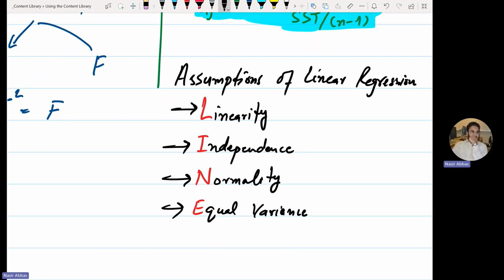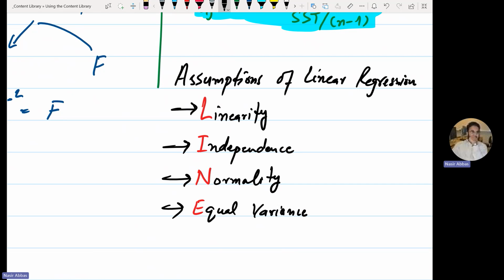There are 4 assumptions. Number 1 assumption is that the relationship between y and x's is linear. The second assumption is that each data row is independent of other data rows. The third assumption is that the errors are normally distributed. The fourth assumption is that the errors have equal variance. And sometimes they do test for these assumptions.